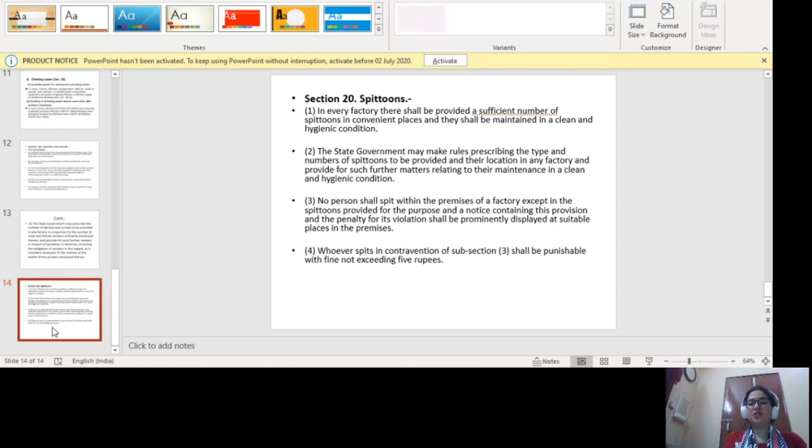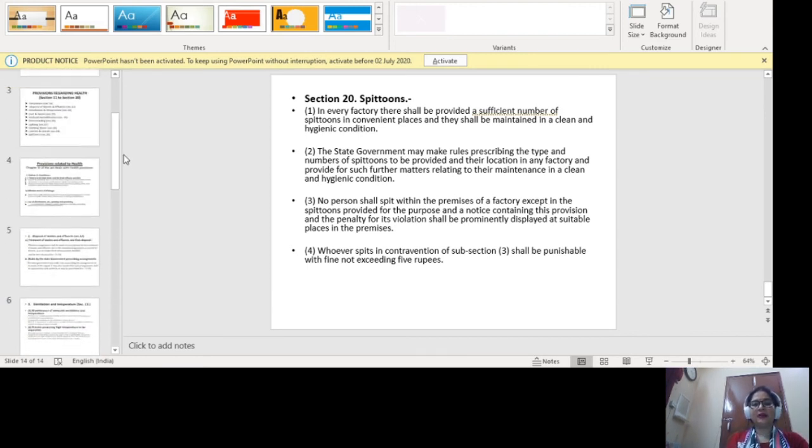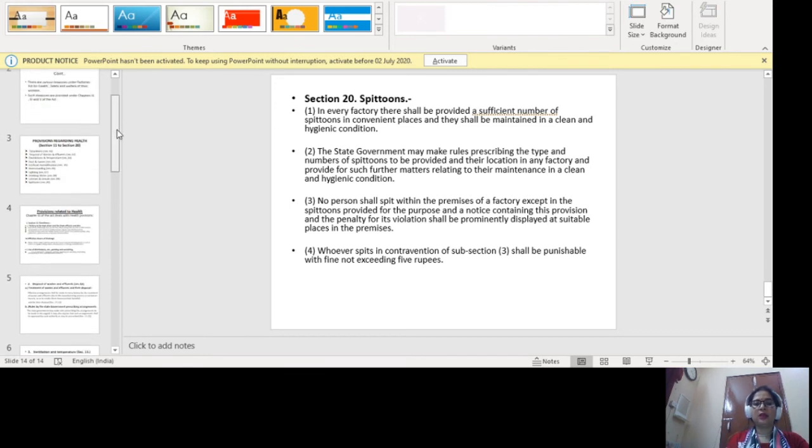No person shall spit within the premises of a factory except in the spittoons provided for the purpose, and a notice containing these provisions and a penalty for its violation shall be prominently displayed at suitable places in the premises. Whosoever spits in contravention of subsection 3 shall be punishable with fine not exceeding 5 rupees according to the penalties imposed by the Factories Act 1948.